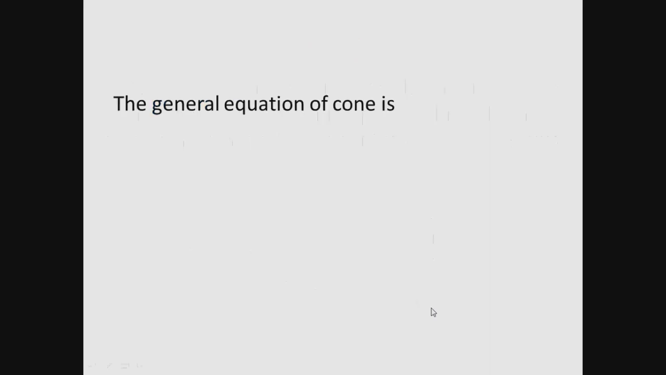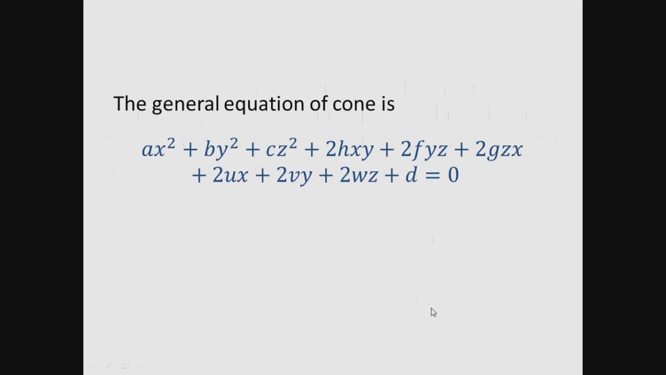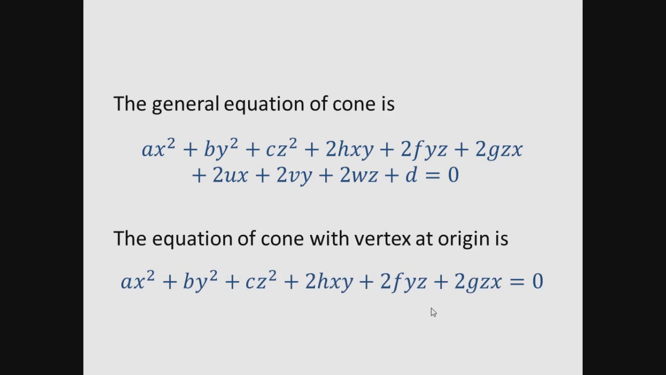Now the general equation of a cone is ax square plus by square plus cz square plus 2hxy plus 2fyz plus 2gzx plus 2ux plus 2vy plus 2wz plus d equal to 0. And if the vertex of that cone is the origin, then its equation will be ax square plus by square plus cz square plus 2hxy plus 2fyz plus 2gzx equal to 0.